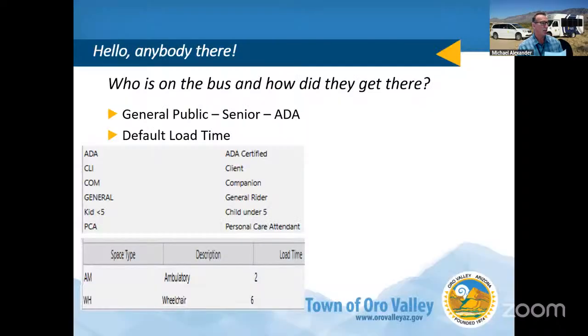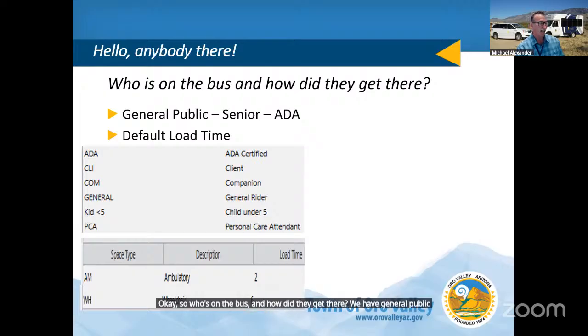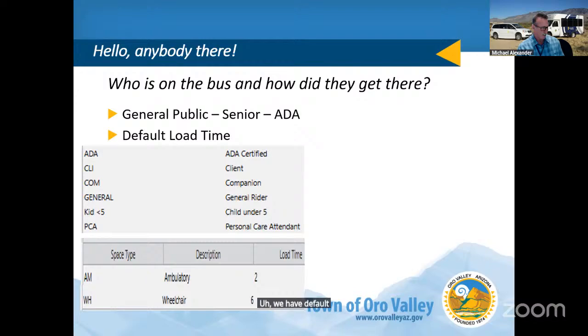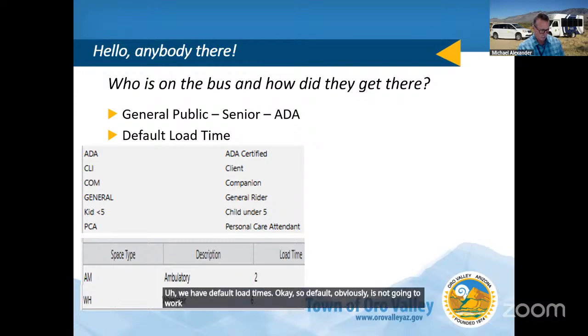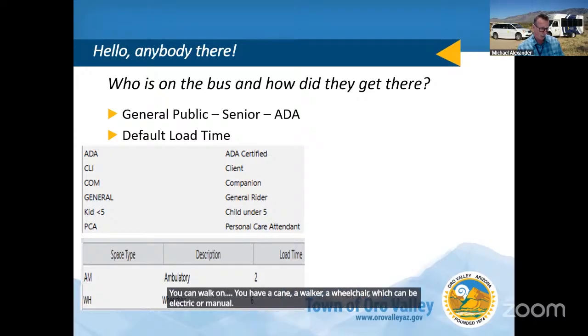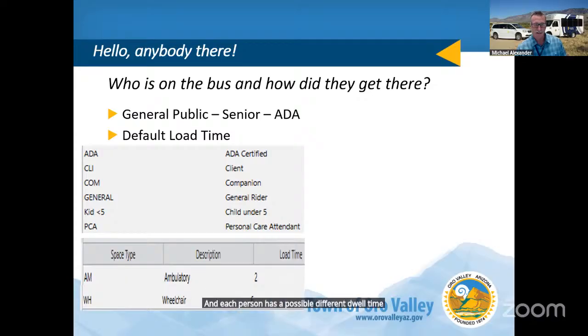Okay, so who's on the bus and how did they get there? We have general public, senior, and ADA. We have default load times. Okay, so default obviously is not going to work for everybody, right? We have different shapes, sizes, ages, and disabilities with varying ways to move around. You can walk on, you have a cane, a walker, a wheelchair, which can be electric or manual. And each person has a possible different dwell time for getting on and off the bus.